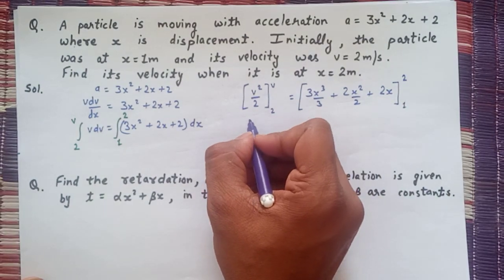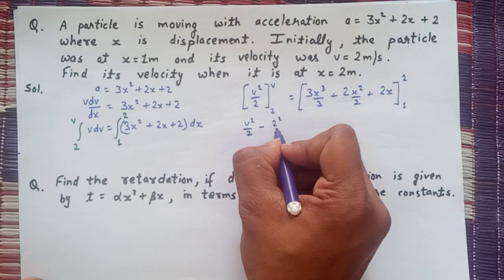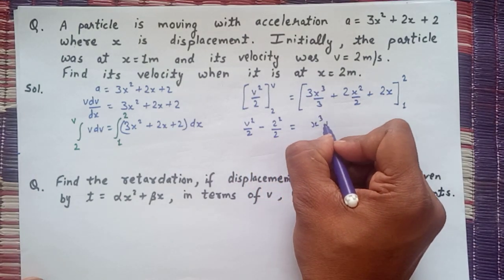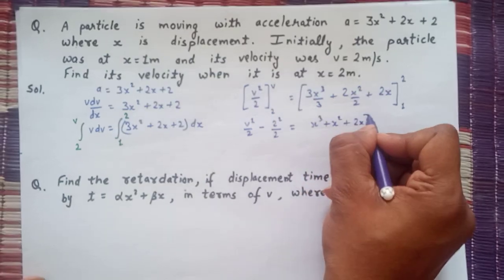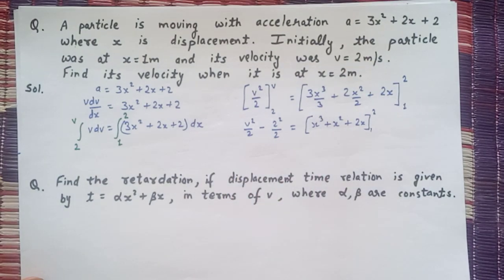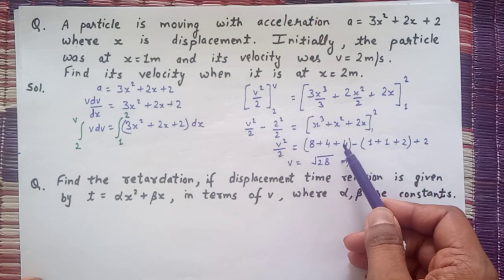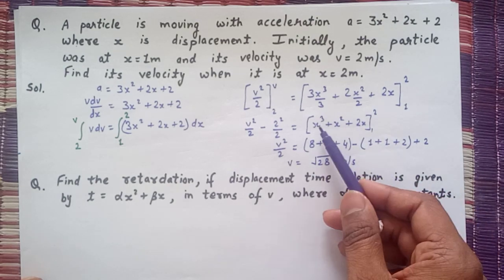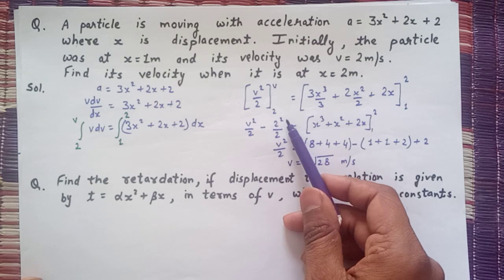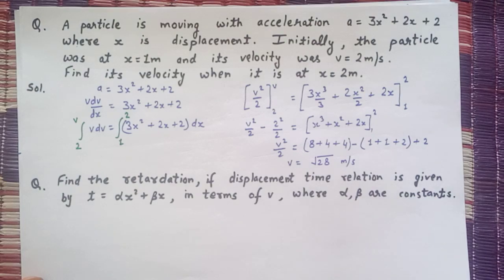So this will give us v²/2 minus 2²/2, and this will give us x³ + x² + 2x with the limits 1 to 2. Solving it, we will get v²/2 equals, putting the limits, 2³ + 2² + 2 times 2, minus 1³ + 1² + 2 times 1, and taking this negative part towards the right side, it will become positive. So we will get the value of v, that is root 28 meter per second.